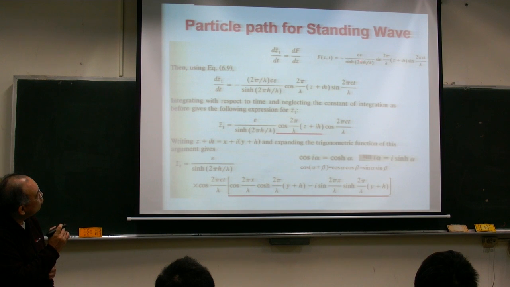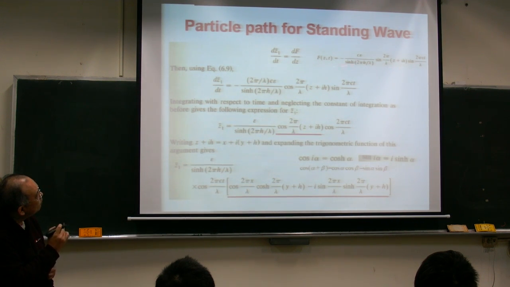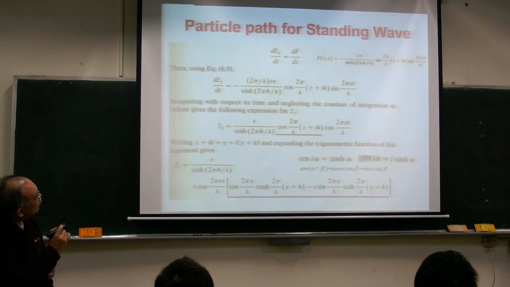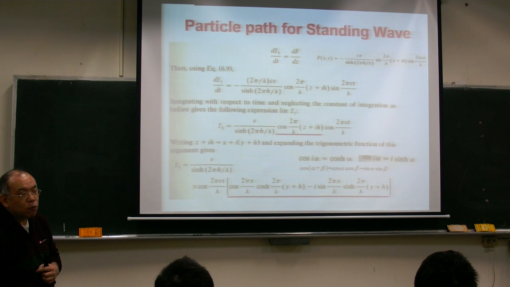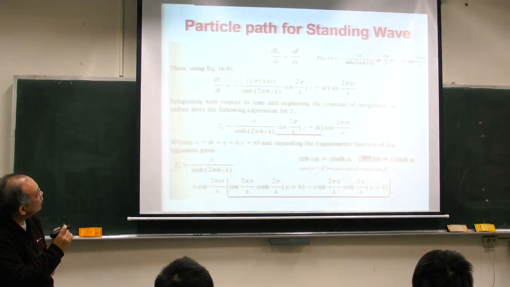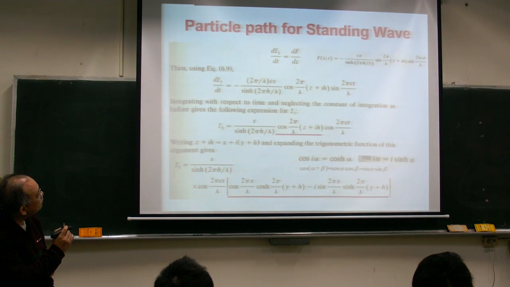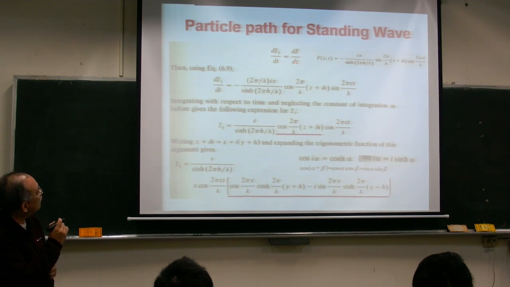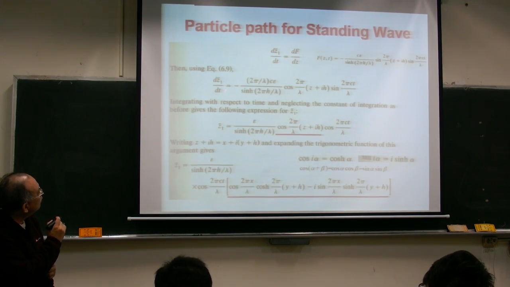So we have a complex potential already. This is the standing wave complex potential. We just copy it to here. So we do this dF dz, the first derivative with z. Where is z? Z is here only, right? So the sine function becomes the cosine function here. We just take the derivative dF dz, and then this dF dz will be equal to our dZ1 bar dt. So this dZ1 bar dt will be equal to this.